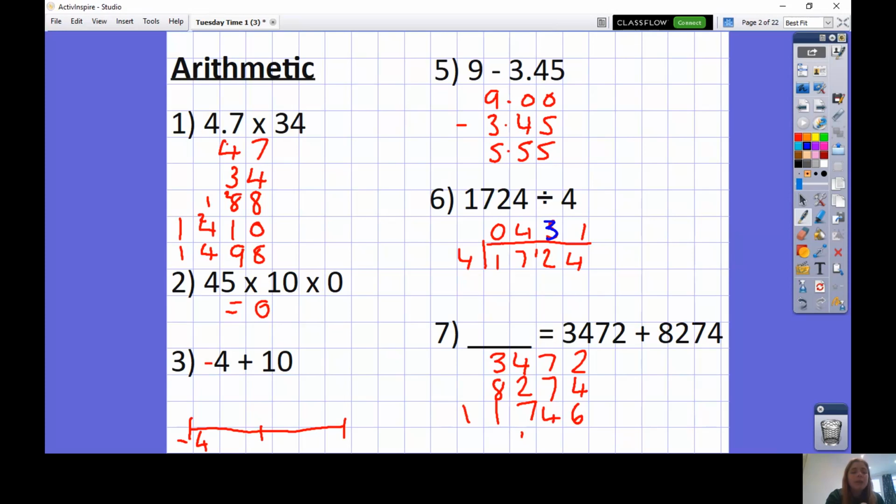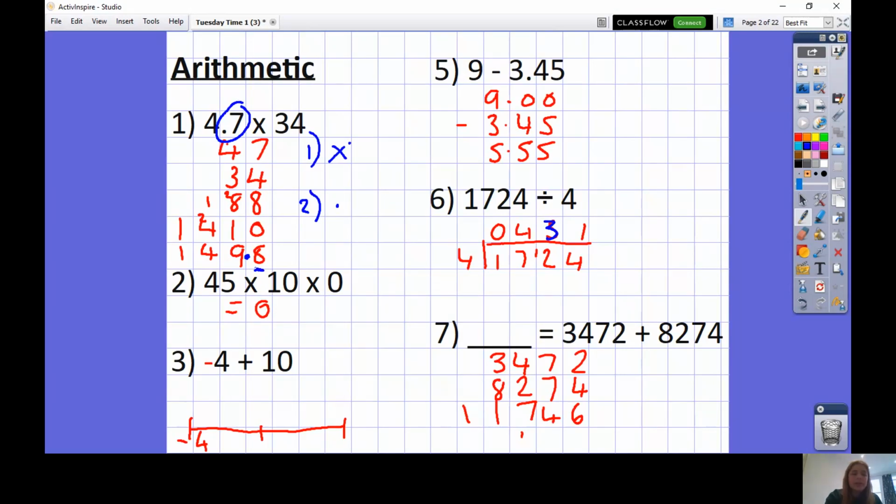Okay, for question 1, we're doing a decimal number times by an integer, 4.7 multiplied by 34. All we need to do is 2 steps. Step 1, we're just going to multiply as normal. 47 times 34, we know how to do that. Step 2, we need to put our decimal point in. In the question, there was 1 digit after the decimal point. Therefore, in our answer, there's going to be 1 digit after the decimal point.